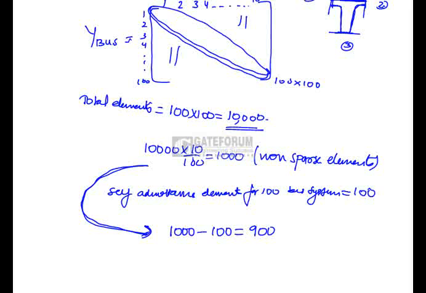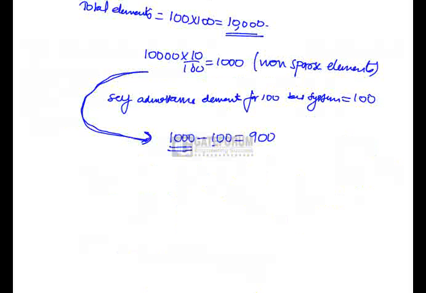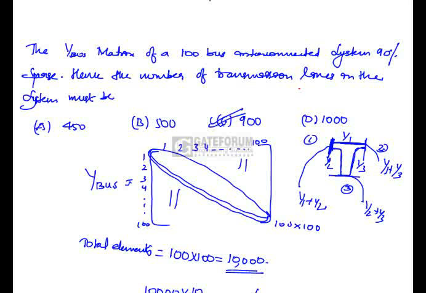Okay, what is self-admittance? Suppose this has transmission lines of admittance y1, y2 and y3. Self-admittance at bus 1 is y1 plus y2. Similarly, self-admittance at bus 3 is y2 plus y3. Similarly, self-admittance at bus 2 is y1 plus y3. So we have to subtract the self-admittance elements from the non-zero entry elements. So it is equal to 1000 minus 100, which is 900. So the number of transmission lines in the system must be 900, which is option C.